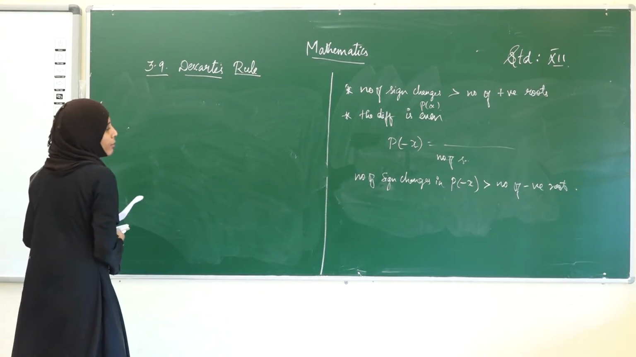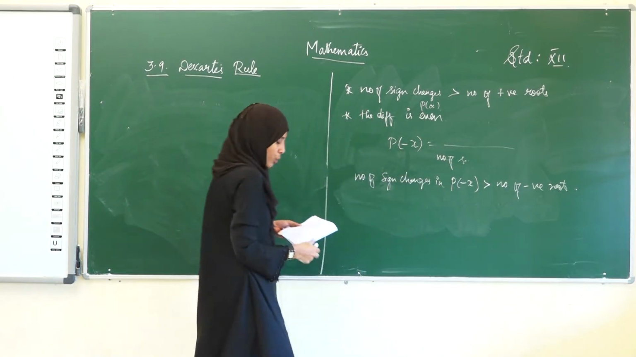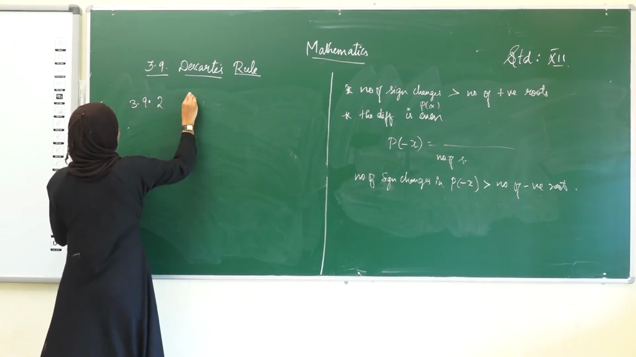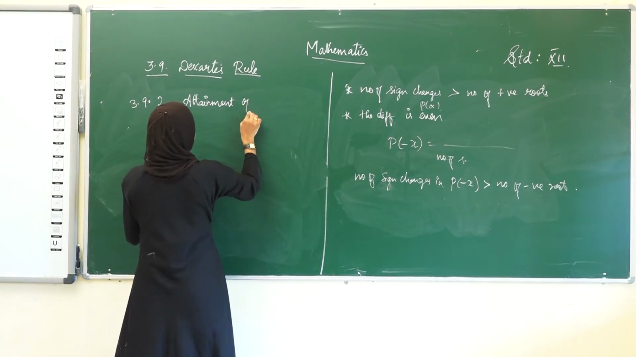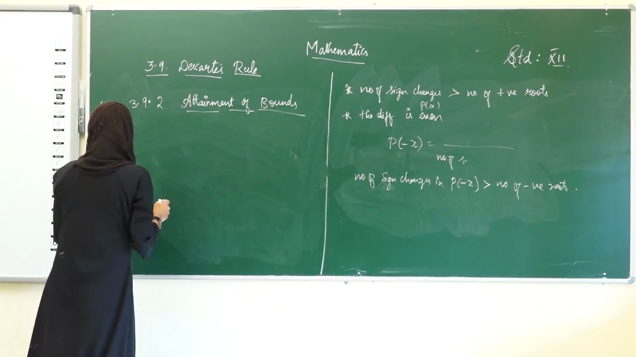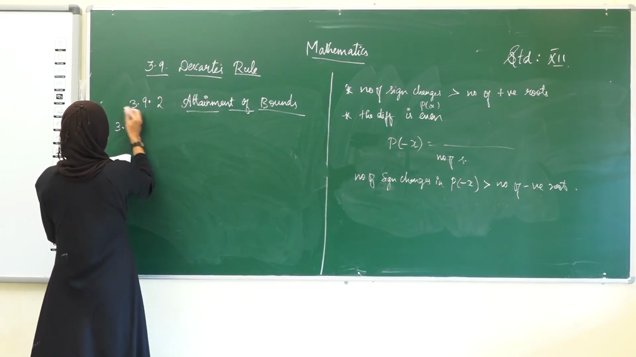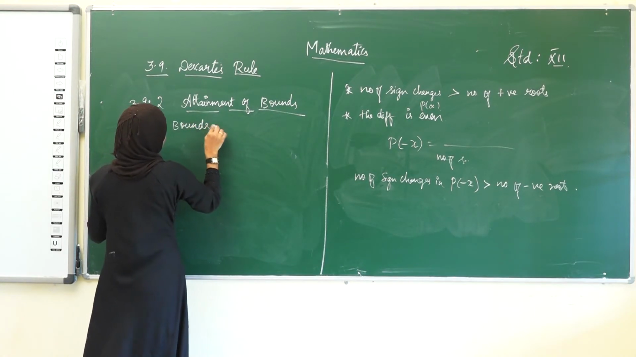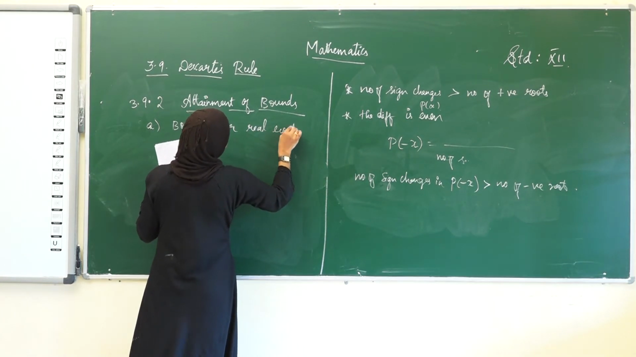So, we have found the boundary of positive roots and the boundary of negative roots, right? See, attainment of bounds. How do we attain the boundaries? Okay, attainment of bounds, bounds for real roots. We have already seen this, 3.9.